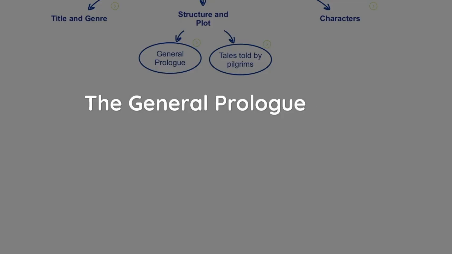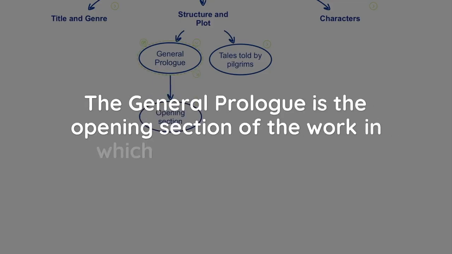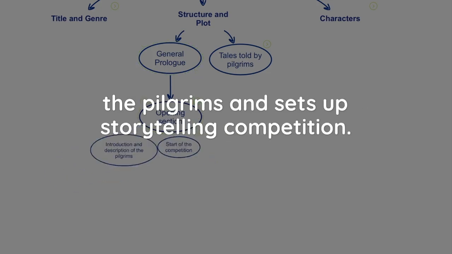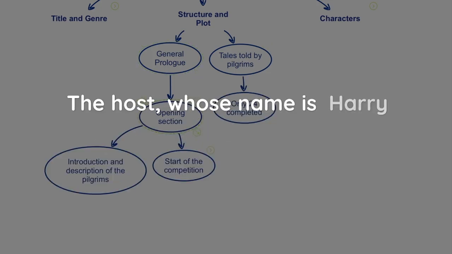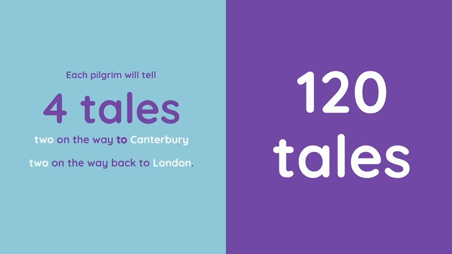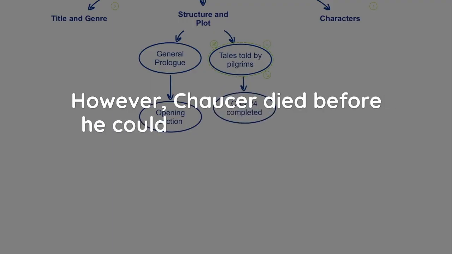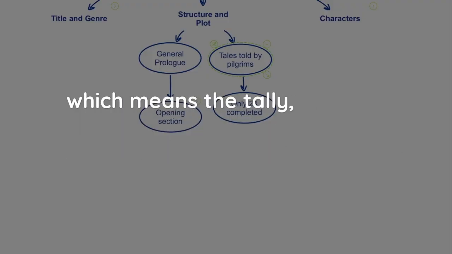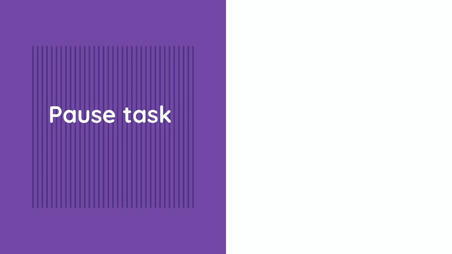The General Prologue is the opening section of the work, in which Chaucer introduces all the pilgrims and sets up the storytelling competition. The host, whose name is Harry Bailey, proposes the contest at the Tabard Inn. Each pilgrim will tell 4 tales, 2 on the way to Canterbury and 2 on the way back to London. That gives us a planned total of 120 tales. However, Chaucer died before he could complete the work, and only 24 tales are complete, which means the tally, the Talu, was never closed.